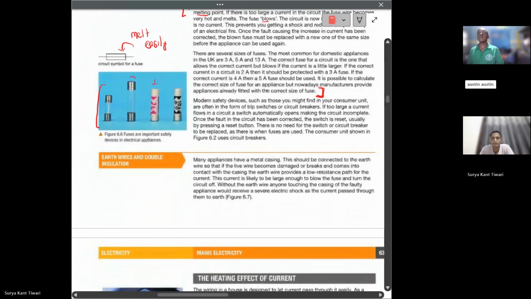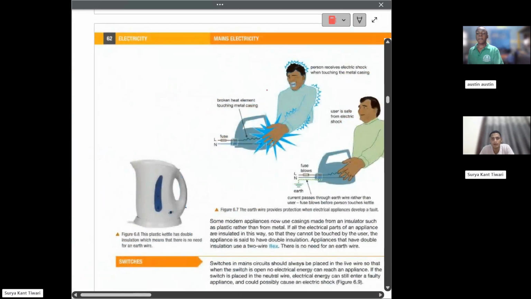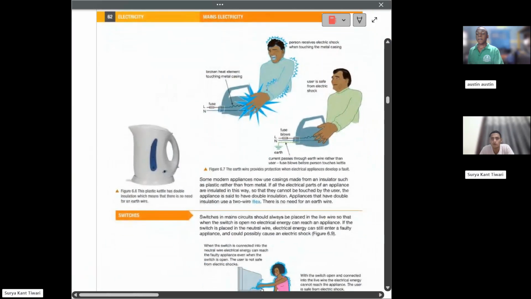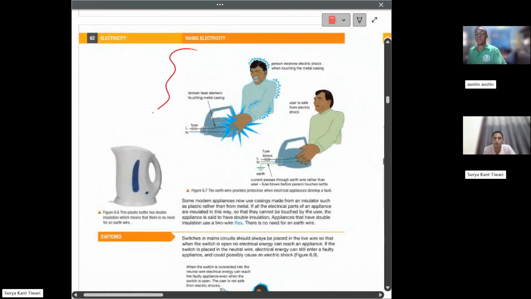Okay, sir. And after that, we have... No, no. Can you read what you see here? Okay, sir.